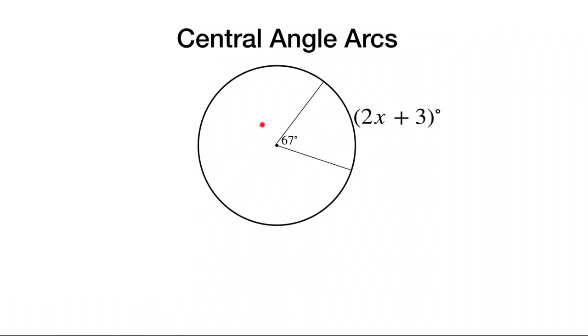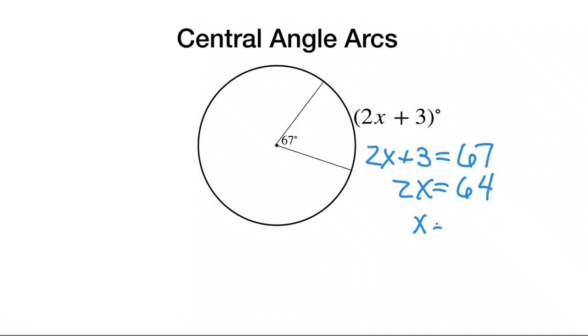The measure of the central angle is 67 degrees, and the arc is 2x plus 3 degrees. We simply set them equal. 2x plus 3 will equal that 67 degrees. Subtract 3 from both sides, divide by 2, and we have our x.